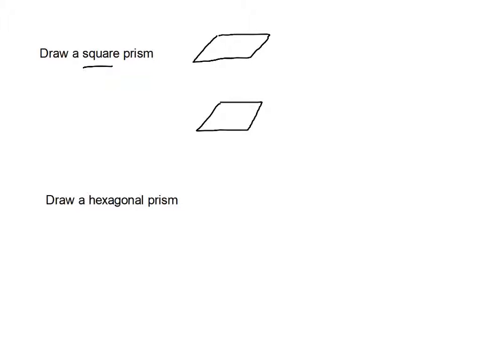Because what you're going to do then is join all the corners. If it's something that's in the back and you can't really see it, we typically will dash that. Okay, there's my square prism.